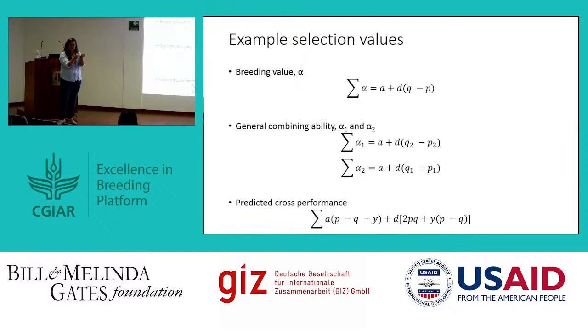Does that make sense? Can everyone visualize that? Okay, sounds good. Another type of selection value is general combining ability, which you all know about, but actually has this really neat allelic definition.